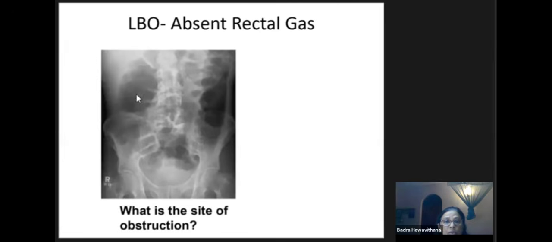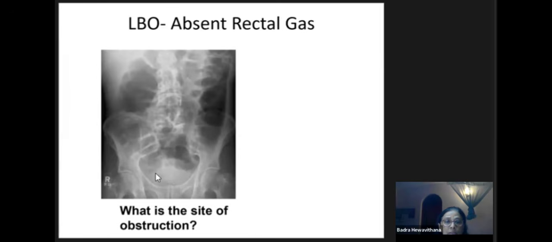So I'm showing you another patient just to highlight the importance of absent rectal gas. Whenever you have a patient with abdominal distension and vomiting, and you do the X-ray and you see dilated large bowel loops or maybe small bowel loops, whatever, look for rectal gas. Rectal gas is present in almost 100% of patients. Rectal and cecal gas, you should be able to see. So if you don't see it, it is a worry.